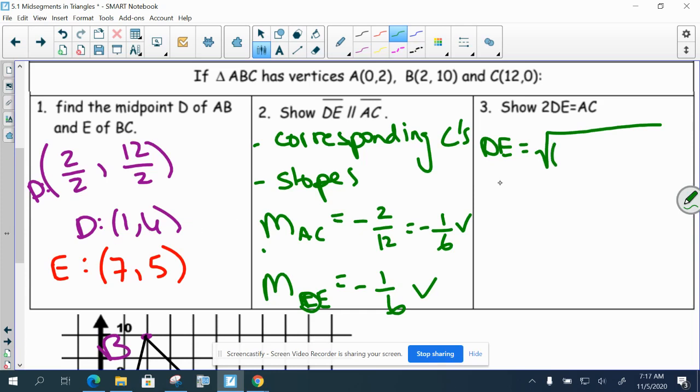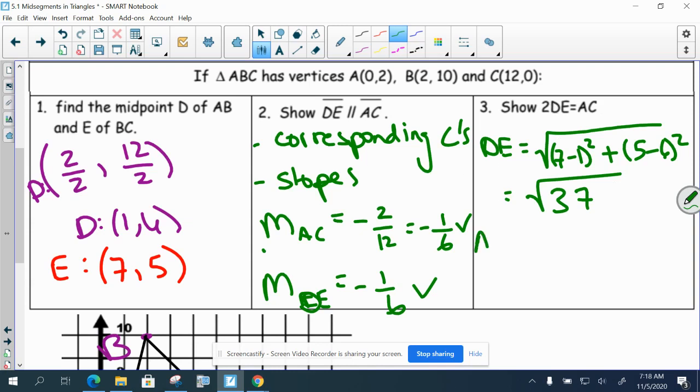So 7 minus 1 squared plus 5 minus 6 squared, and this would be 36. 6 squared is 36 plus 1 squared is 1, because when you square a negative, the negative cancels. So this would be the square root of 37. And I'm not even going to bother typing that into my calculator because, well, actually we might, since we're not proving that they're equal, we're proving that this is twice that.